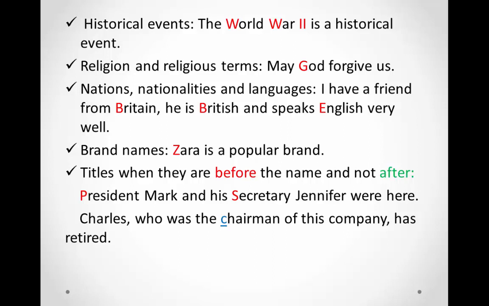We capitalize titles when they are before the name and not after. For example, President Mark and his secretary Jennifer were here. We capitalized President because it came before the name Mark, and Secretary because it came before the name Jennifer. Another example, Charles, who was the chairman of this company, has retired. We didn't capitalize chairman because it came after the name Charles.